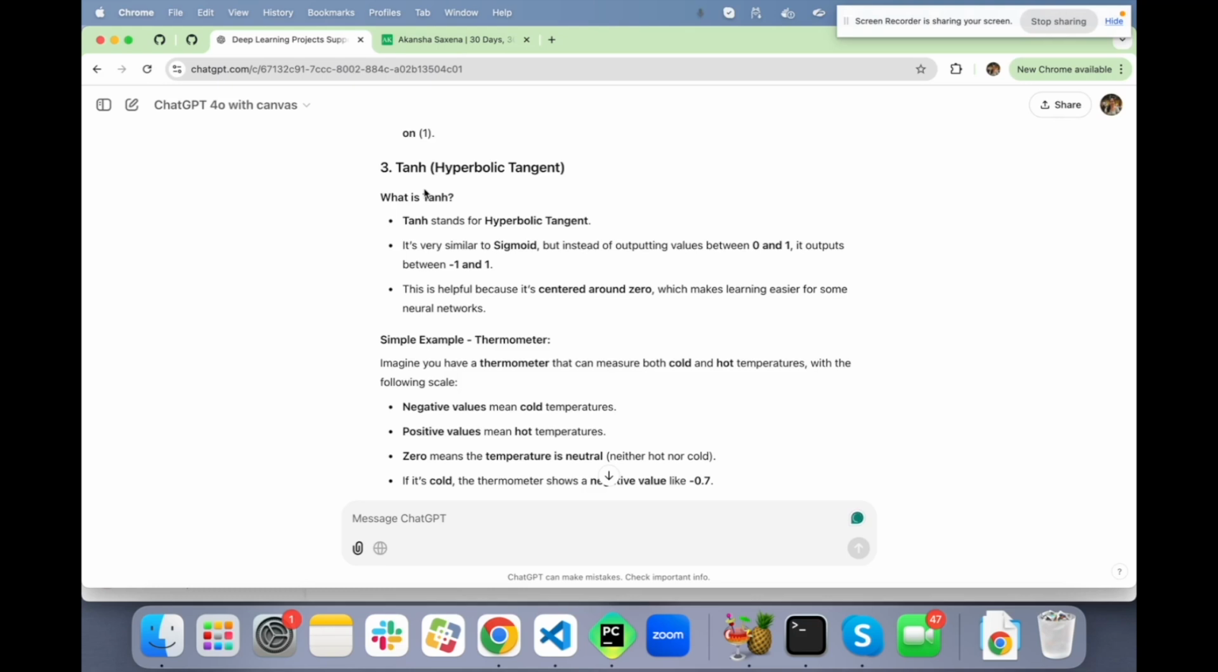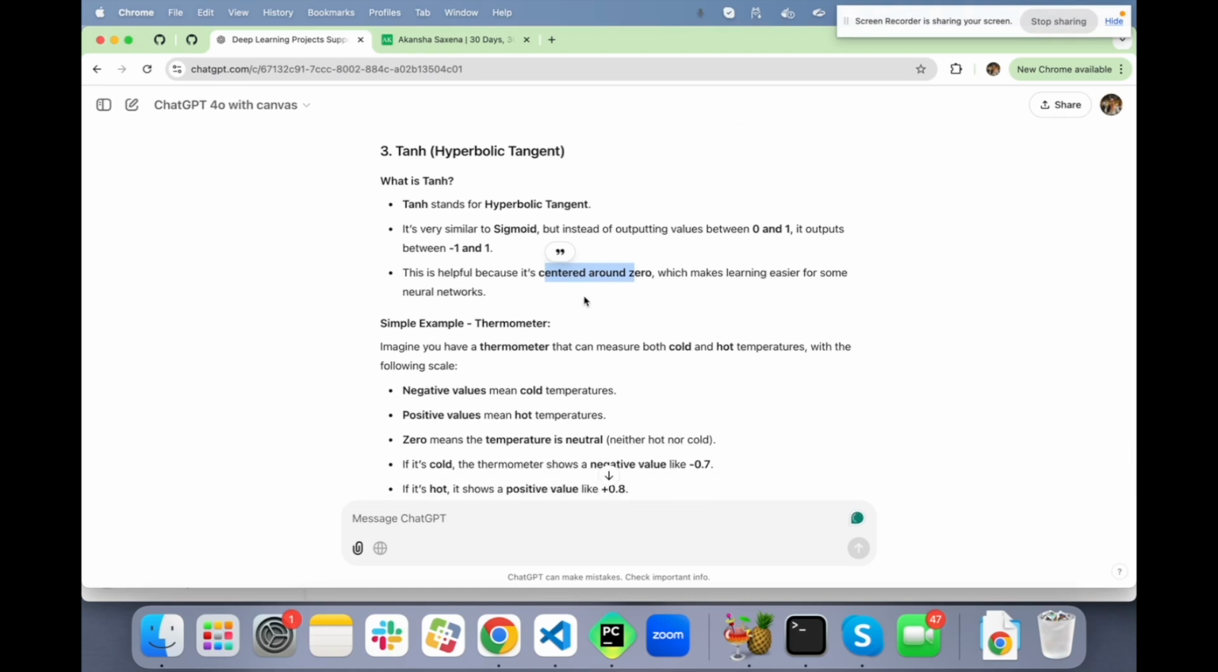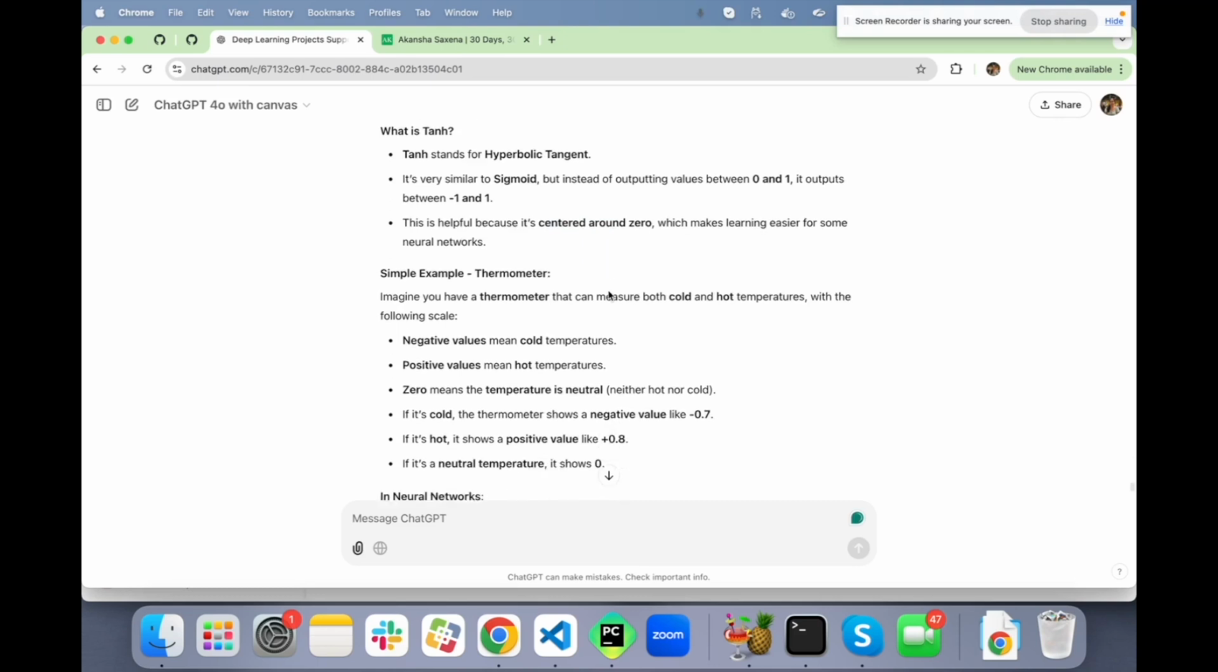Thank you. So what is tanh? Tanh is hyperbolic tangent, where this h stands for hyperbolic and this is tangent. It is very similar to sigmoid, but instead of outputting the values between 0 to 1, it outputs the values between -1 to 1. It is helpful because it is centered around 0. Earlier the center was around 0.5. Here the center is around 0, which makes learning easier for some neural networks.